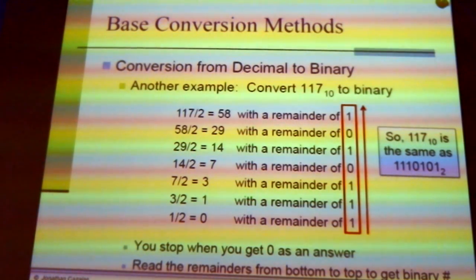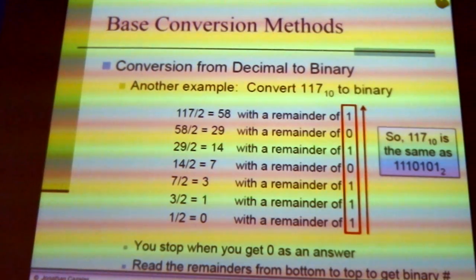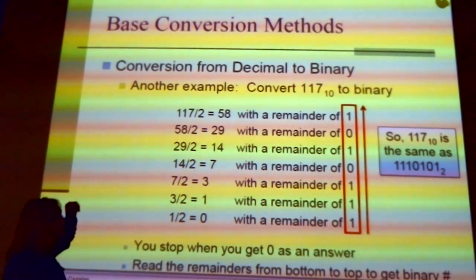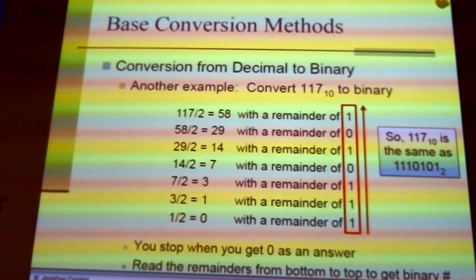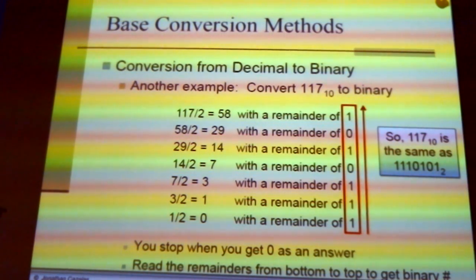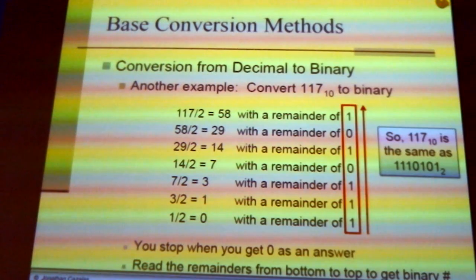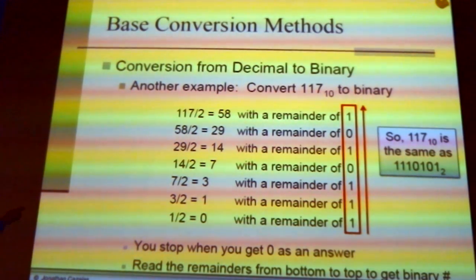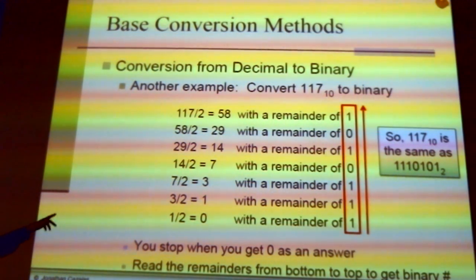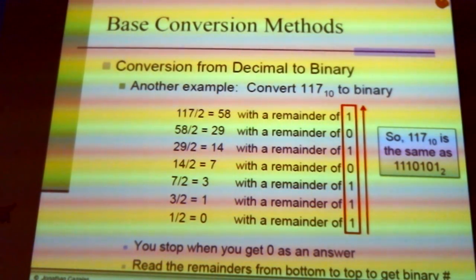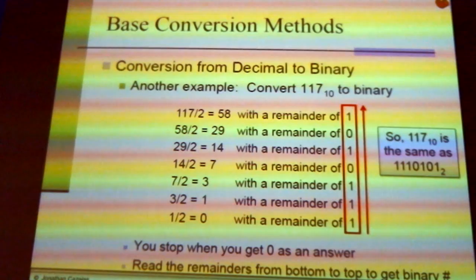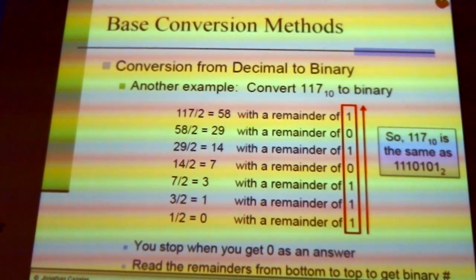So let's look at a different one that isn't as neat. Here, again, we take 117 divided by 2, we get 58, with a remainder of 1. 58 divided by 2 is 29, with no remainder, so it's 0. Then 29 divided by 2 is 14, with a remainder of 1. Take 14 divided by 2, we get 7, and we have no remainder.